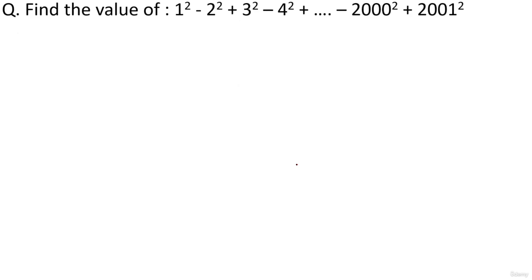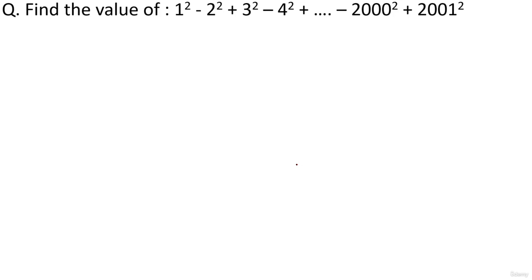Find the value of 1 square minus 2 square plus 3 square minus 4 square up to 1999 square minus 2000 square plus 2001 square. Okay. I want you to again just try it out and then we'll discuss.